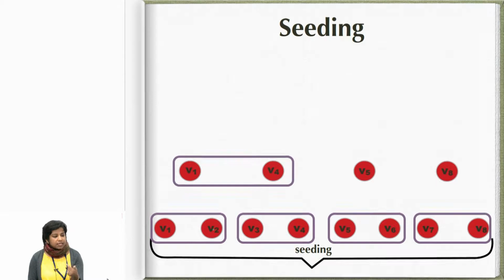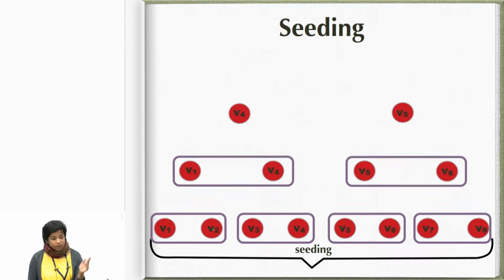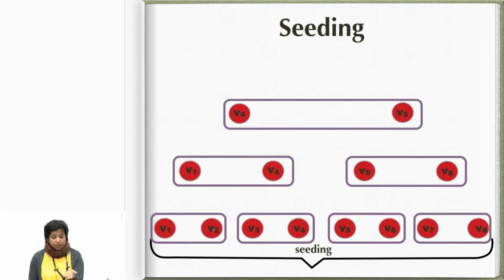Why? Because in the second round, V1 will be playing V4. Suppose V4 wins, so it moves to the next round. And the second game of this second round would be played between V5 and V8. One of them wins, okay, V5 wins. And now the final is when you have only two teams left. For example, here V4 and V5 play each other and V4 is the winner, right? So this is how I will interpret the sort of seeding.